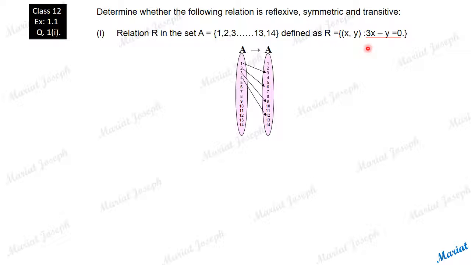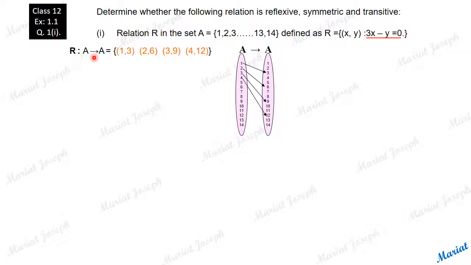Let's check. Say (2, 6). Place x as 2, y as 6. 3 twos are 6, minus 6 is equal to 0, which is true. Similarly, these 4 ordered pairs will satisfy the condition given to us. Hence, this relation will include only 4 ordered pairs which I am going to list down.